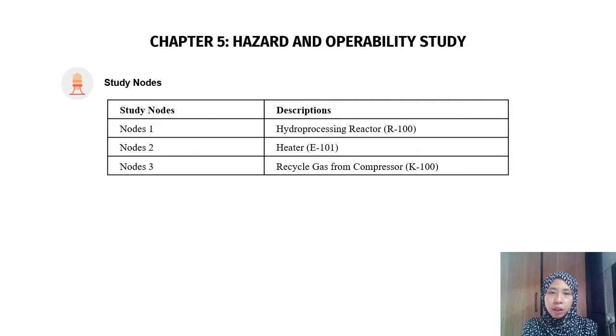For Chapter 5, we are going to talk about the hazard and operability study, HAZOP. HAZOP is a formal procedure to identify hazards in a chemical process facility. The objective of a HAZOP study is to carry out a rigorous and systematic evaluation of process systems with respect to operational safety and potential hazards with foreseeable upsetting conditions. And in our design, there are 3 study nodes. The first study node is for the hydroprocessing reactor, the second study node is for the heater, and the third node is for the recycled gas from the compressor.